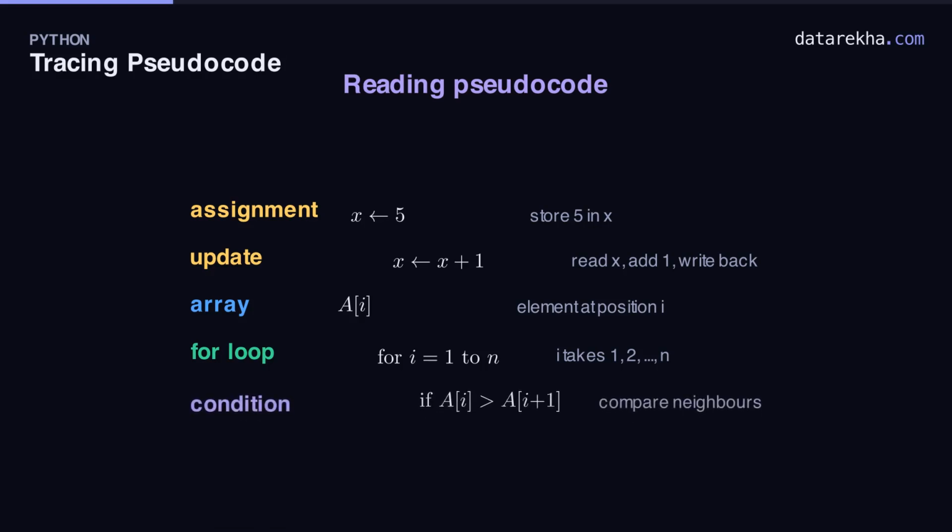And if tests a condition: is A[I] bigger than its neighbor, A[I+1]? If yes, we do one thing. If no, another. And mod is the remainder after division. I mod 2 equals 0 asks, is I even? These 6 pieces are the whole vocabulary. Now we make them move.